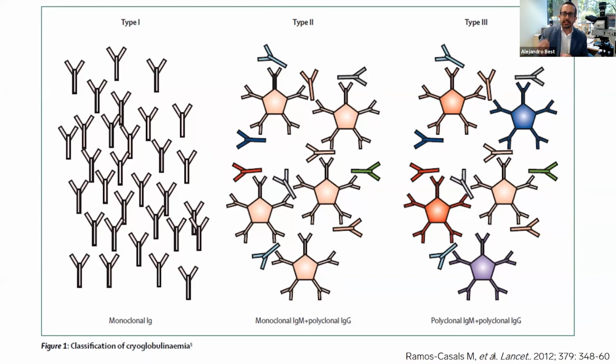Type 2 cryo is a monoclonal immunoglobulin, typically a monoclonal IgM, that is directed against the Fc portion of a polyclonal IgG. This is what we call rheumatoid factor properties. So again, type 2 is monoclonal IgM against the polyclonal IgG. Type 3 is a polyclonal IgM against a polyclonal IgG and also has rheumatoid factor activity. So type 2 and type 3, we can sometimes call mixed cryoglobulinemias because, again, we have an IgM and an IgG involved.